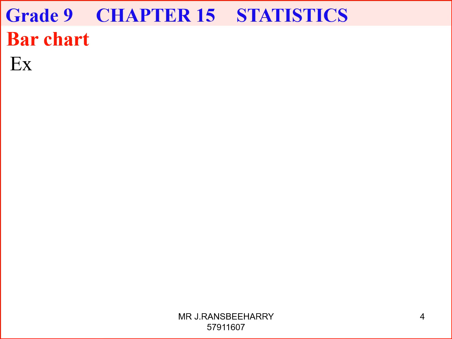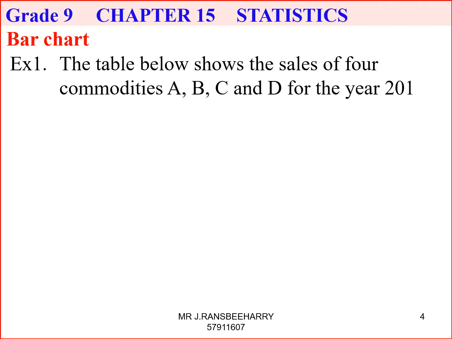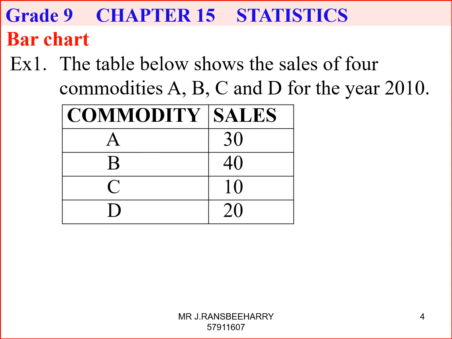Bar chart, so an example. The table below shows the sales of 4 commodities A, B, C, D for the year 2010. So in the year 2010, the sales of A, B, C, D are given below. So commodity A, 30 units sold, B, 40, and so on.